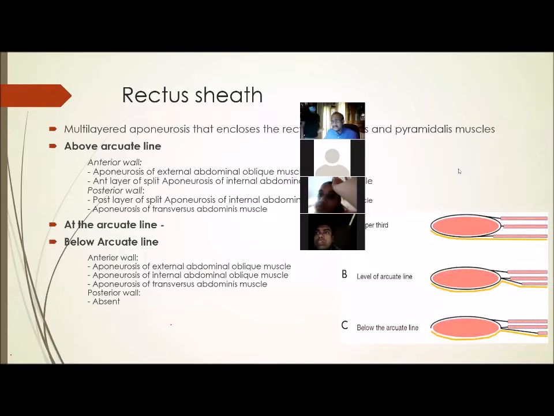Okay. Now look at this figure. You see this figure, the internal oblique splitting into 2, the anterior and the posterior. The anterior combines with the external oblique. This combines with the transverse abdominis. And below you got the peritoneum attached to it, right?